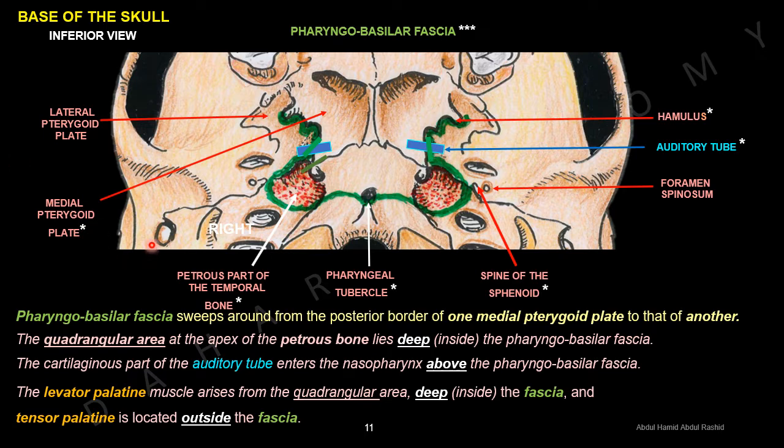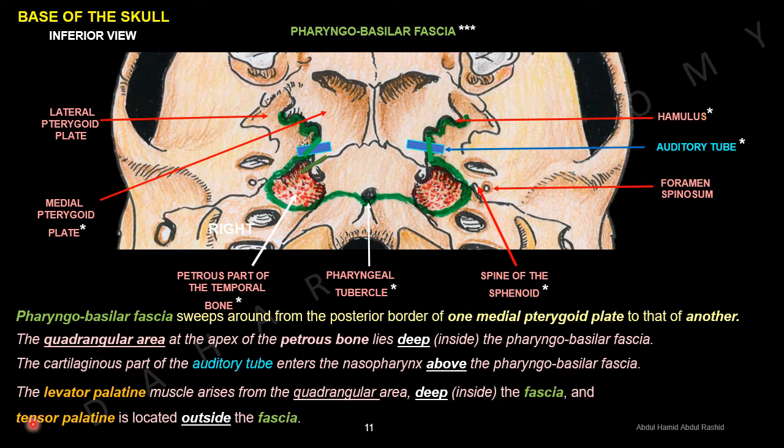What is important here is this quadrangular area, that is the petrous part of the temporal bone, where the levator palatine muscle originates. That means the levator palatine muscle originates deep to the pharyngobasilar fascia, that means in the uppermost part of the nasopharynx.